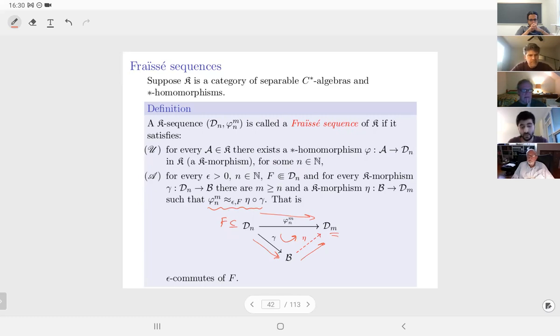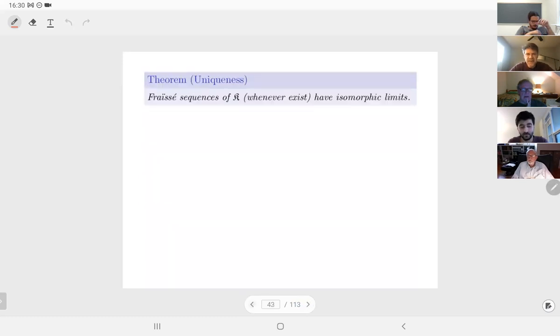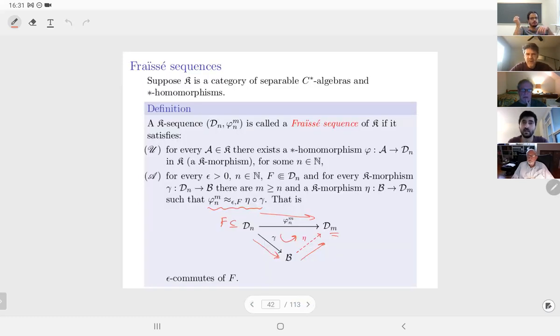These two properties define Fraïssé sequences. Does the first property have to be an embedding? It just says star homomorphism. Could it be the zero map?